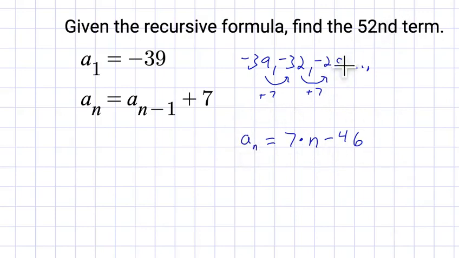And now we can figure out the 52nd term. So the 52nd term, or a sub 52, will equal 7 times 52 minus 46. Working that out on a calculator, we get 318. So in this case, instead of extending the sequence all the way out to the 52nd term, we looked at the first few terms, wrote an explicit formula, and used that to figure out the 52nd term.